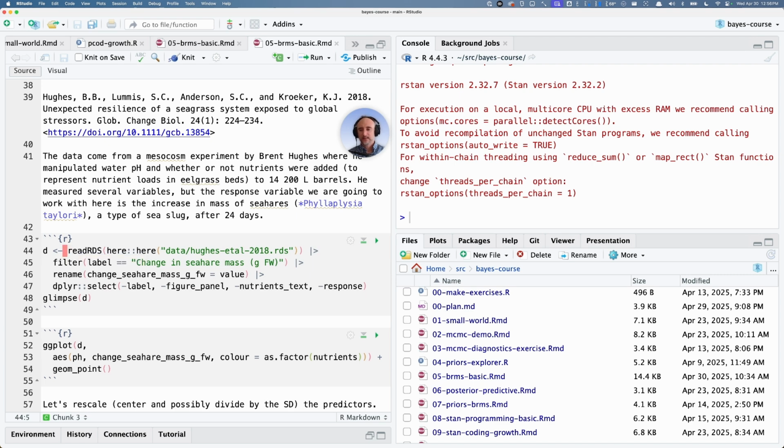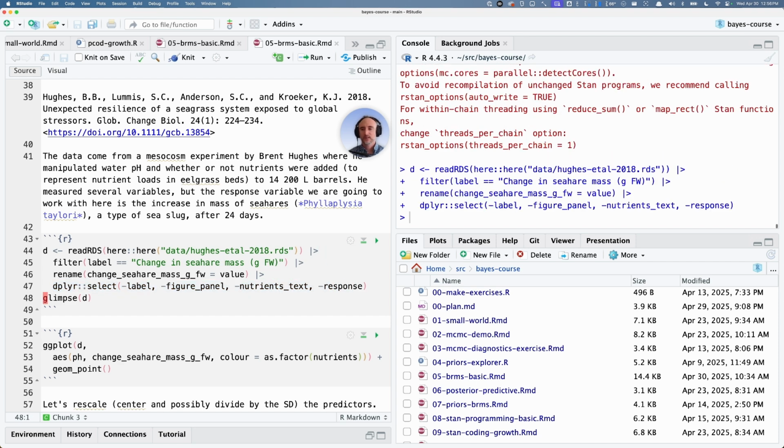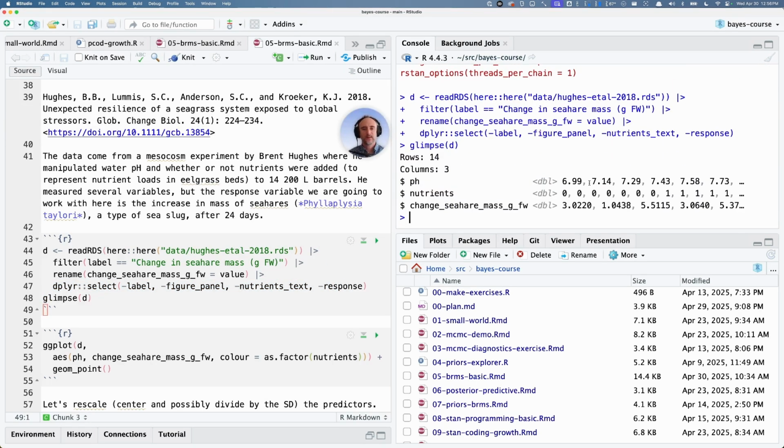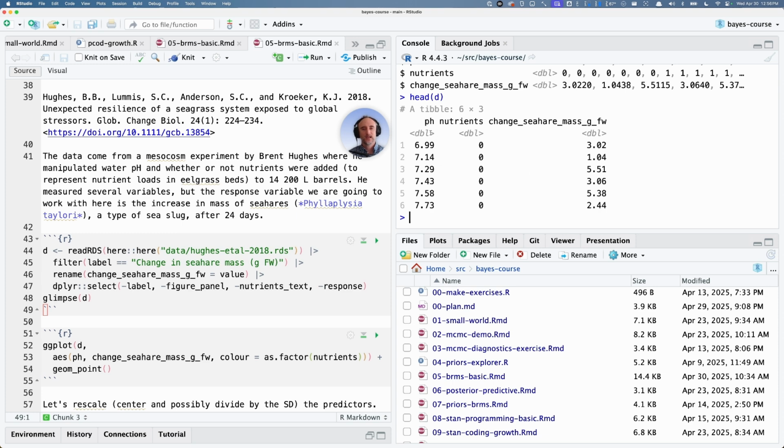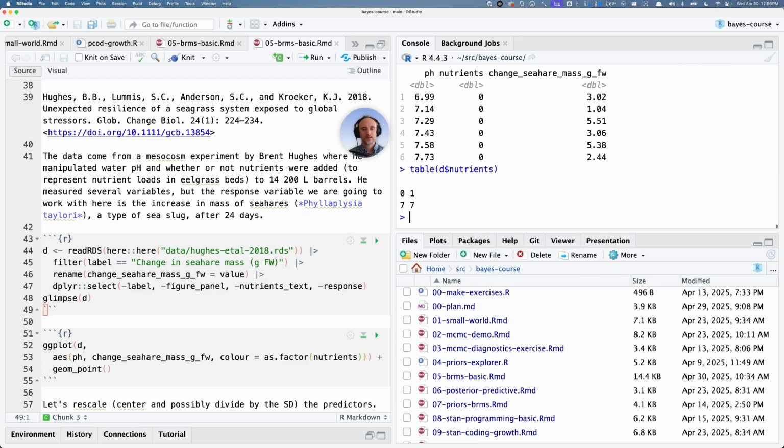So we're going to read in the data, and we're going to filter for just the variable of interest, in this case using dplyr. Using dplyr, we're going to rename the value column to something more meaningful, and we're going to remove several columns that we're not going to use. We're going to save that to D. So in the end, we have this simple data frame. We have pH, we have nutrients, and nutrients is 0 or 1, and then we have our response, which is the change in sea hare mass in grams, free weight grams.